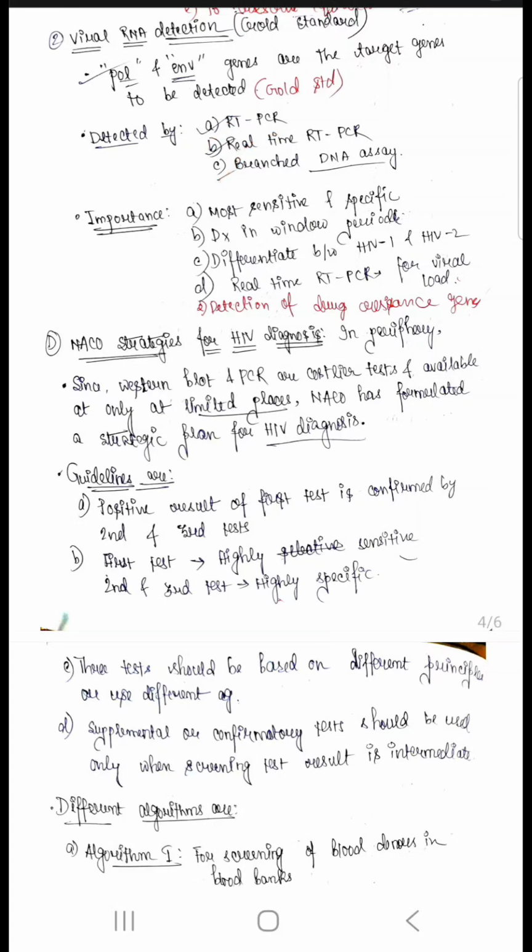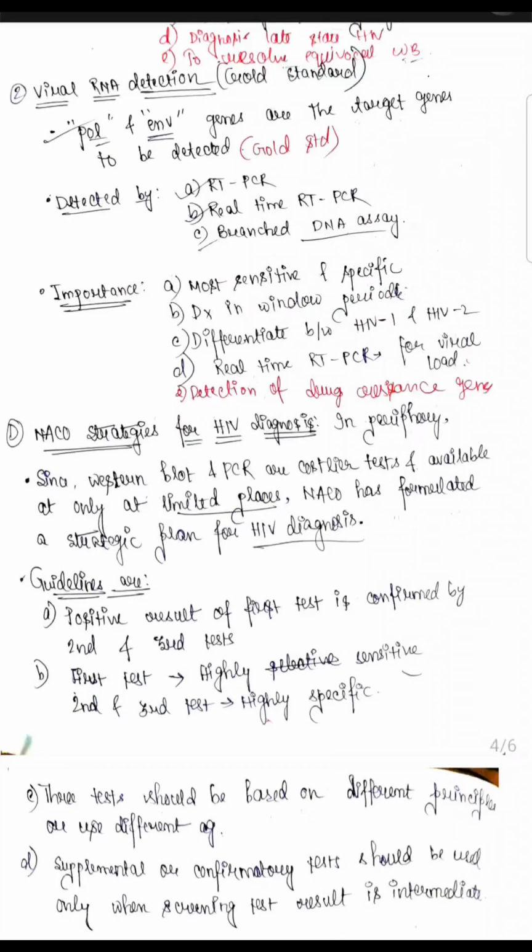Now what is its importance? Its importance is it's most sensitive and most specific. So both the S's come here. Again, we can diagnose it in the window period because obviously the genes do come in the blood in the window period itself. And if we perform a PCR, we can detect it. Then it can differentiate between the 2 species of HIV that infect humans, HIV-1 and HIV-2, as I said in the first lecture.